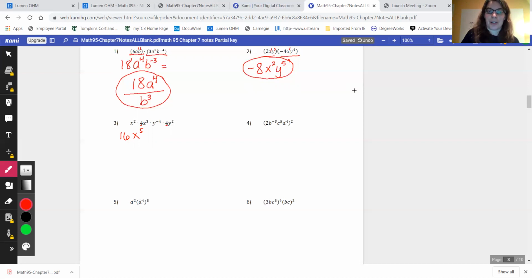Y to the negative 4th times y squared is y to the negative 2nd when I add those. Again, we want to have all positive answers. So we're going to have 16, all positive exponents in our answer. 16 is to the first power, x to the 5th is positive. We're going to keep those. We'll move y down to the bottom to be squared.